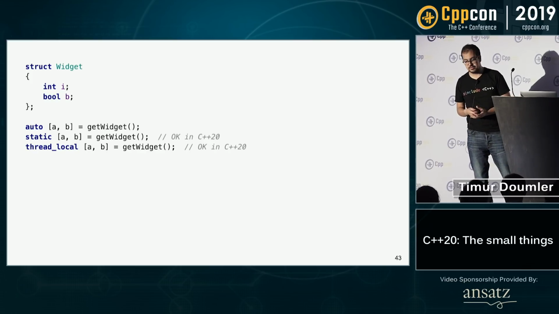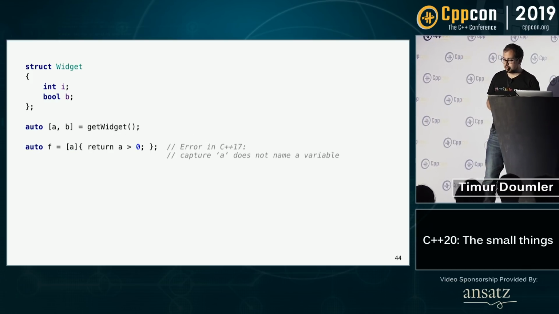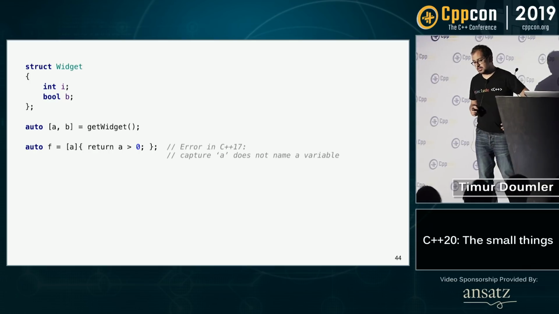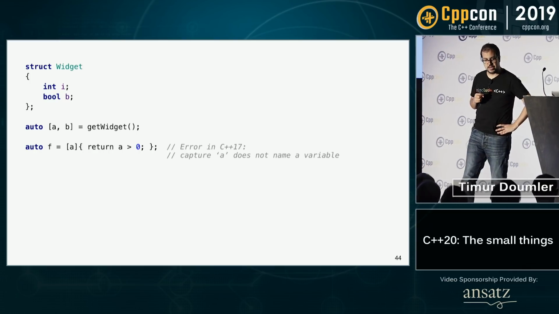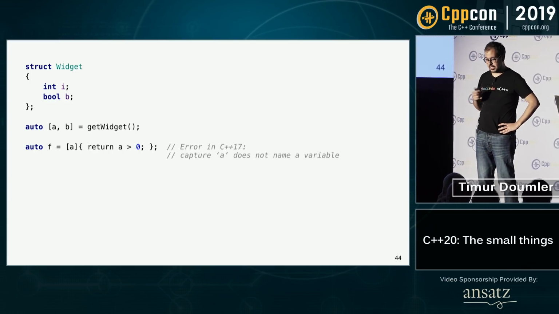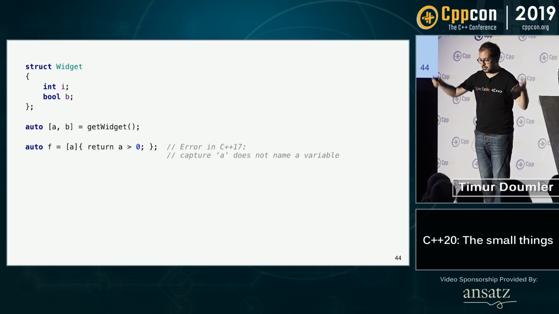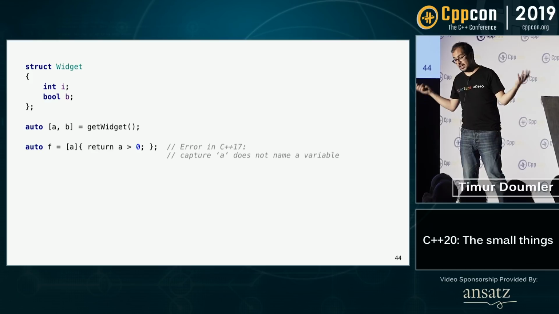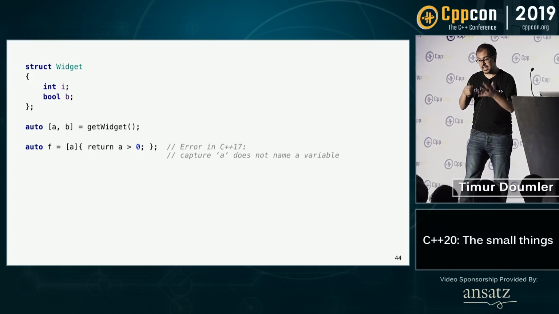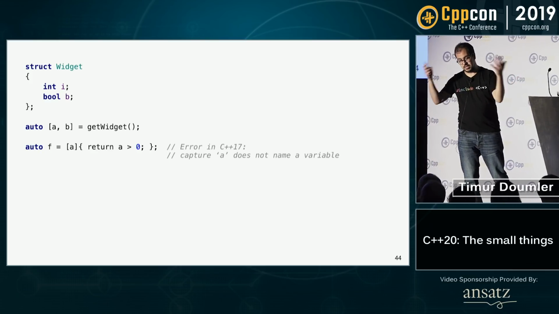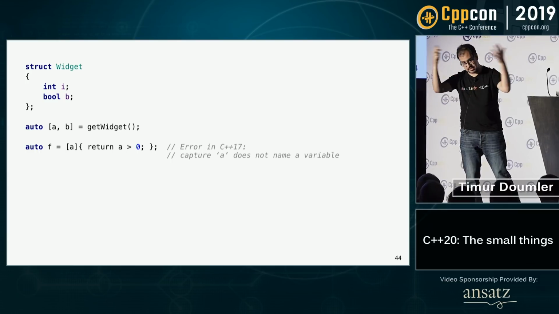And there is an even more interesting one. So in C++17, you couldn't capture a structured binding in a lambda. Okay, that wouldn't compile because it's not a variable. This is the error you would get: capture A does not name a variable. Yeah, well, it is not a variable. It is the name of a part of a variable, which is the structured binding object, which doesn't have a name for the whole thing.